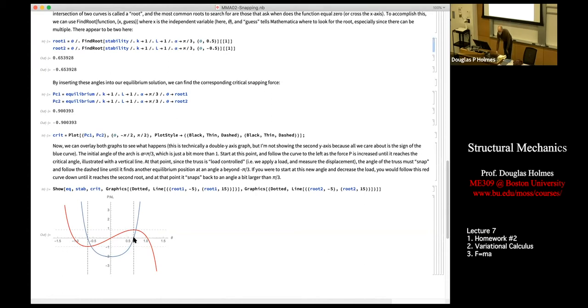I also went through the process of saying, if you know where this point is, how do you find this point? I did that up here so you can find the critical buckling loads. And so everything from inside of this vertical line to this vertical line are unstable equilibria. So this whole red curve here is not going to happen. You're never going to see it in practice.